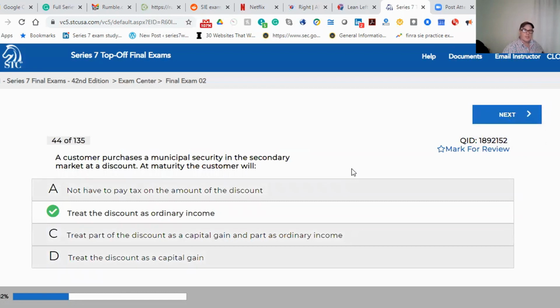So here's the deal on this. If you hold the bond to maturity, there's no capital gain or loss. Say it with me. If you hold the bond to maturity, there's no capital gain or loss. Awesome.